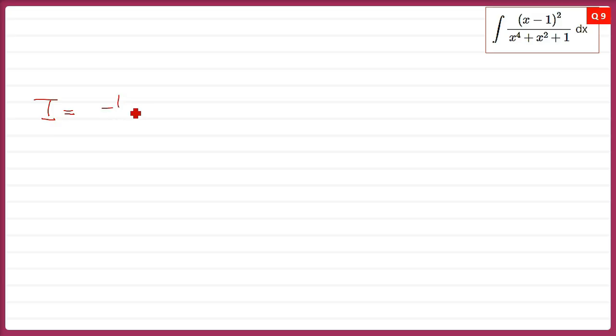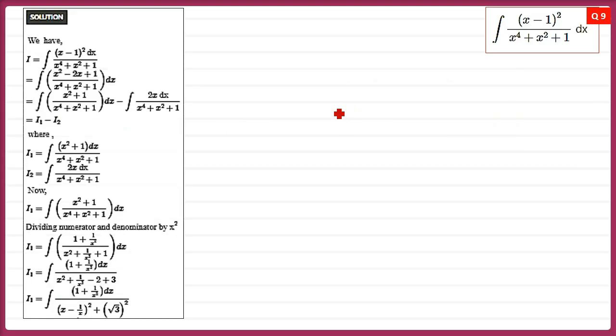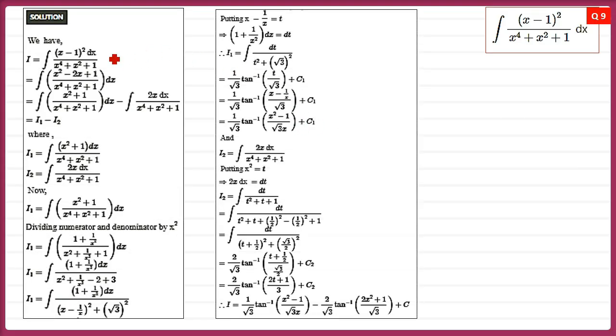So the integration has finally taken the shape like this: 1 by root 3 tan inverse (x square minus 1) divided by (root 3 x), that was already done, so I just presented it the way it was. The second part we have done here: 2 by root 3 tan inverse (2x square plus 1) divided by root 3 plus a constant of integration. This is your final result. Now this is the formal solution which you can follow whenever you review or recall.